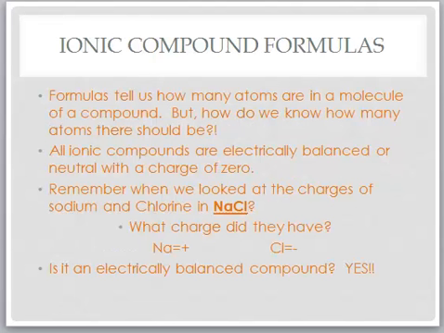We're going to discuss 2 different kinds. First is ionic compounds. So let's look at ionic compound formulas. Formulas tell us how many atoms are in a molecule of a compound. So when we looked at that H2O, we knew by it saying H2, there are 2 hydrogen atoms in that one molecule of water. But how do we know how many atoms there should be? Alright, so if we are given 2 atoms, and we want to combine them, we need to know how to combine them and how many atoms there should be when they combine.